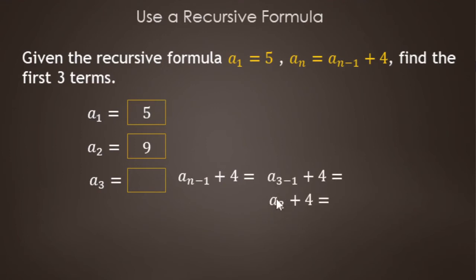Now, what was A2? Because we need to find the value for A2. Well, A2 is 9, so we replace the A2 with the number 9 right there. And then plus 4, 9 plus 4 makes 13. So, like I said, we generally don't show all of this work here.